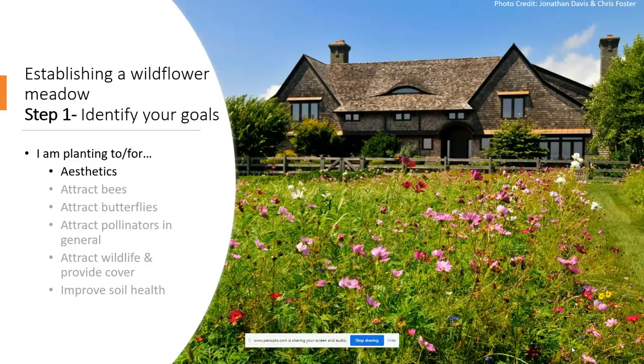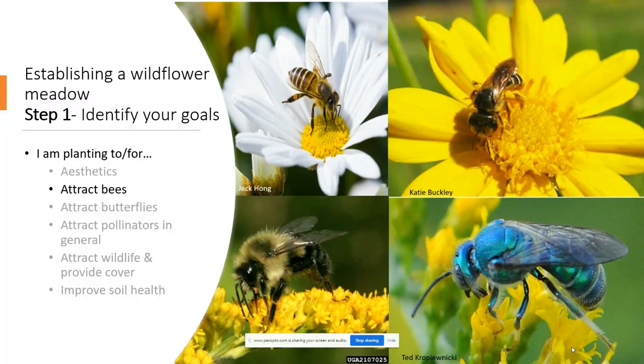So I'm going to talk to you about some steps that I've developed about establishing a wildflower meadow. There's about 8 or 9 steps, and the first one is to basically just identify your goals. Why are you planting a wildflower meadow? Are you doing it for aesthetics? Do you want it to look really nice? Are you planting to attract bees? Are you a bee lover and you want to attract native bees and say honeybees, maybe even?